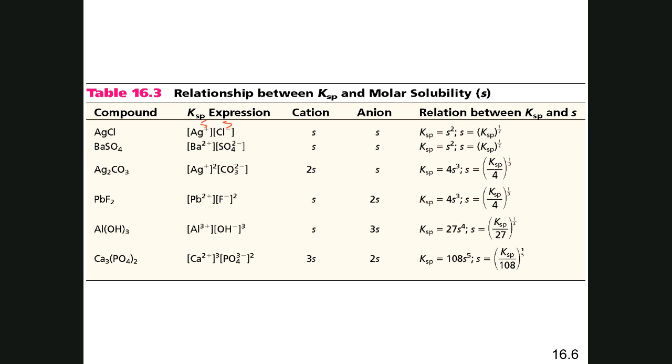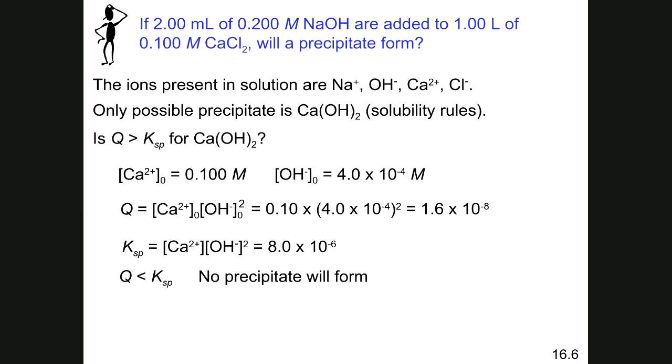For this one, the same thing, S squared, because the exponents are 1 and 1, so it's very similar to the top one. For the exponents here, which are 2 and 1, you have a 2S and then S. For 2S and S, it would be 4S cubed. So to find the value for S, you would first divide both sides by 4 and then take the cubic root. So these are just shortcuts, and I'm sure you can memorize them or come up with them.